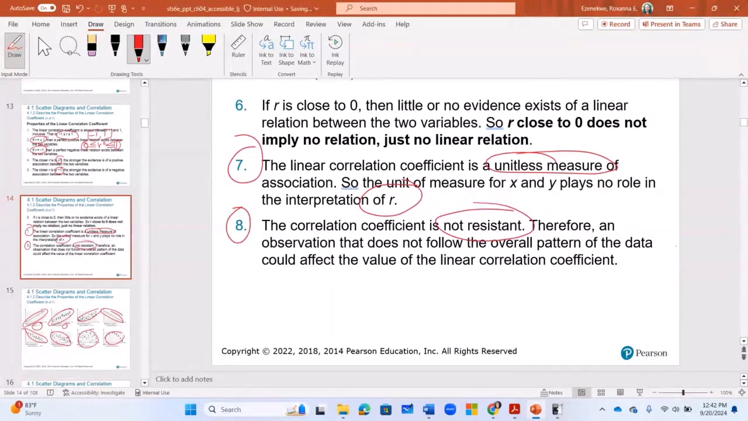Correlation coefficient is not resistant to outliers. This means that any small outlier will affect the coefficient of correlation, just like the standard deviation and the mean.